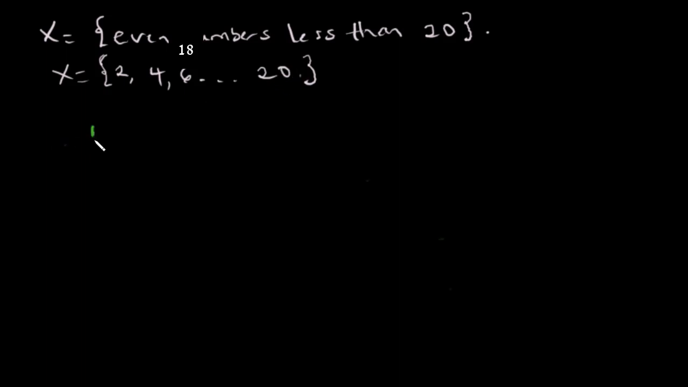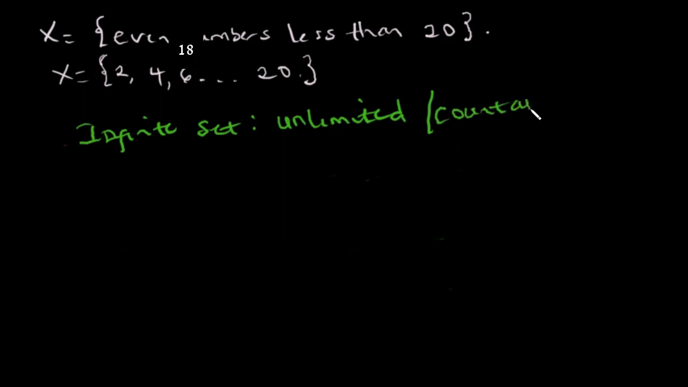So an infinite set will be a set that contains unlimited or uncountable numbers of elements. And an example would be the number of unborn children in your country, or even numbers greater than 20. Numerous examples. Uncountable.